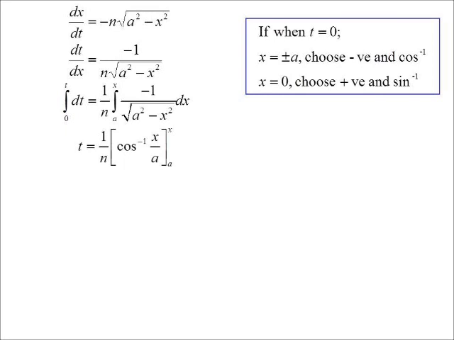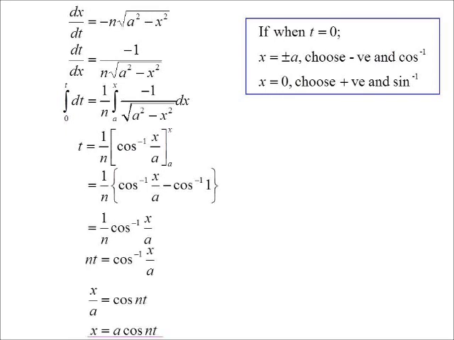So that's inverse cos of x on a. Okay, we want to make x in terms of t. And inverse cos of 1, of course, is 0. So there's 1 on n inverse cos x on a. Multiply by n, I get nt. Well, I want to make x the subject, so find the cosine on both sides to undo that inverse cos function. And there it is, there's our trig curve. X equals a cos nt, a nice, neat little curve.